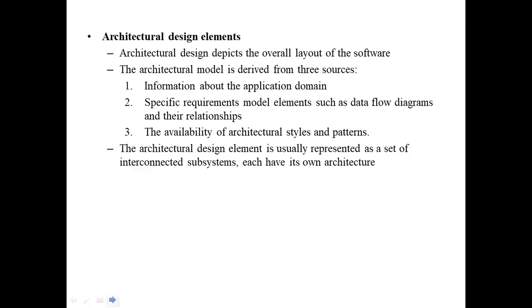Next is the architectural design element, which gives a full structure for the software design. Architectural design depicts the overall layout of the software. The architectural model is derived from three sources: the information about the application domain, specific requirement model elements such as data flow diagrams and their relationships, and the availability of architectural styles and patterns. The architectural design element is usually represented as a set of interconnected subsystems, each having its own architecture.